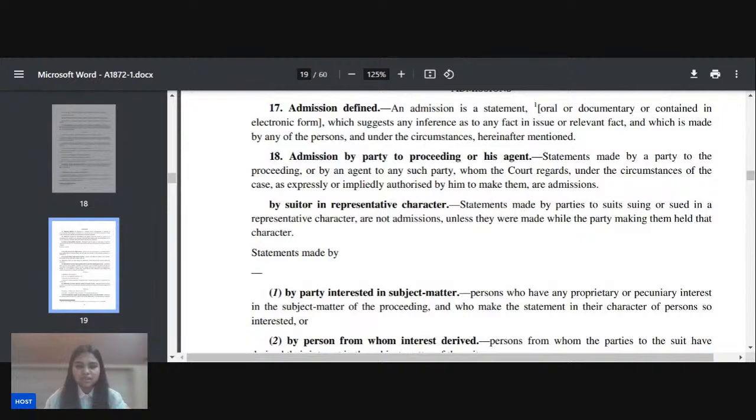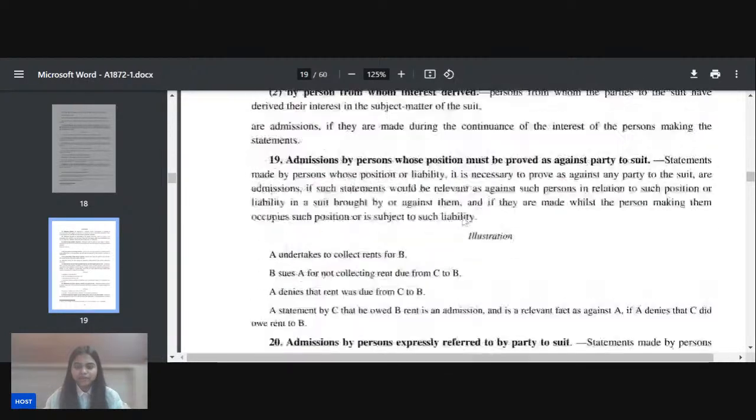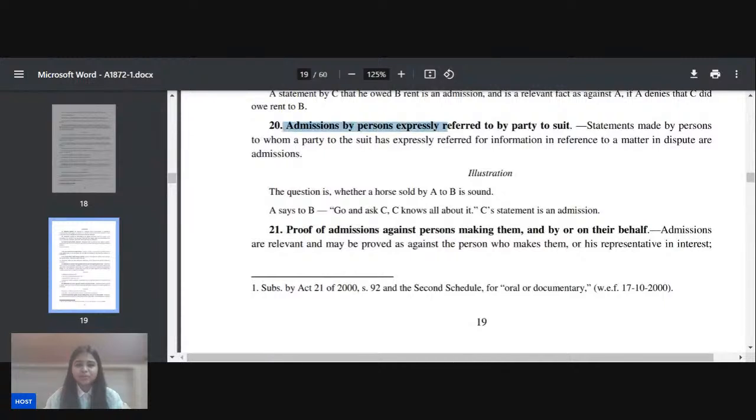Admission is nothing but a statement, right? Oral or documentary or contained in electronic form, which suggests any inference as to any fact in issue or relevant fact, and which is made by any person under the circumstances hereinafter mentioned. And section 18 is talking about admission by different persons, like by party to proceeding or his agent. Section 19 is admission by person whose position should be proved against party to the suit, right? Section 20 is admission by person expressly referred to by party in suit.